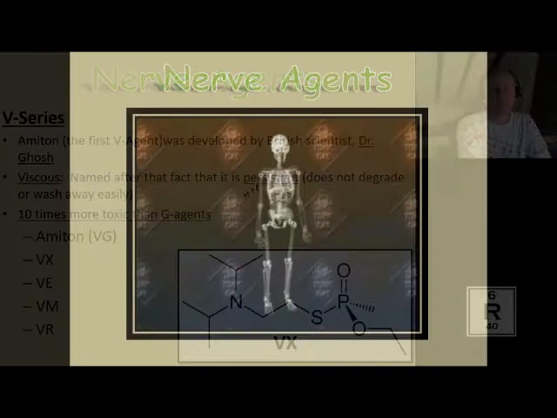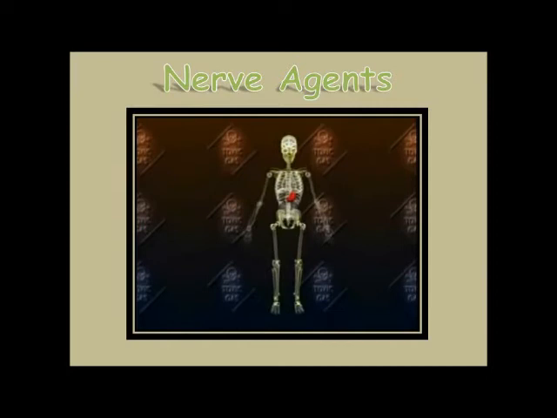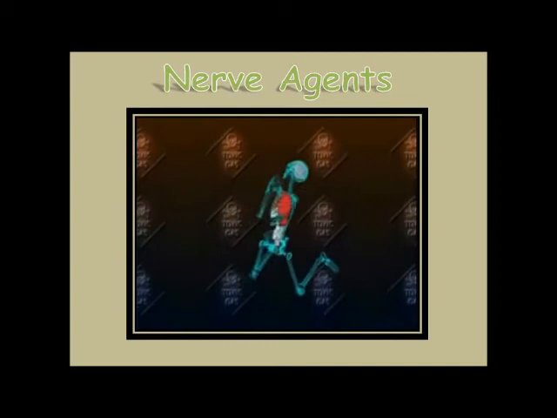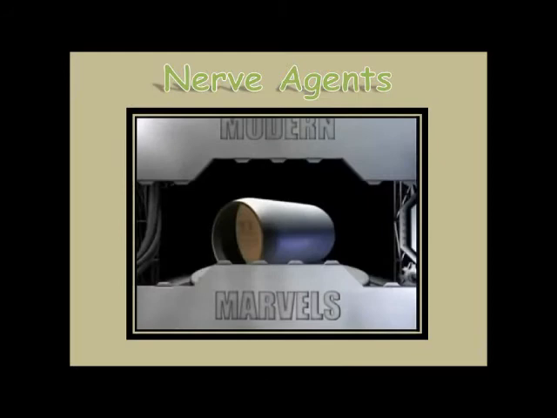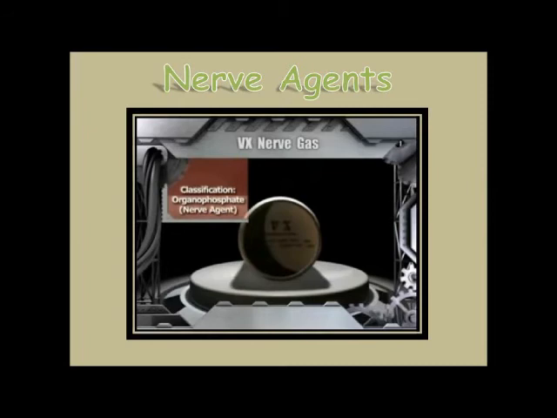Within seconds of exposure, symptoms of nausea and convulsions take over. Without emergency treatment, paralysis, respiratory failure, and death can occur within minutes. This deadly killer is the nerve agent VX. Weapon: VX. Classification: organophosphate. Lethal dose: 30 micrograms.